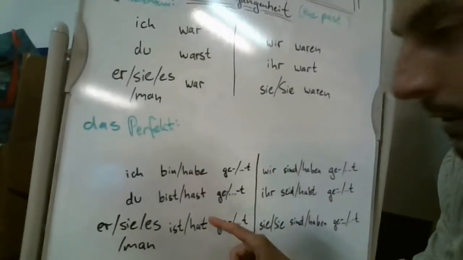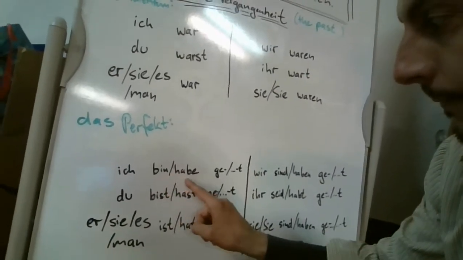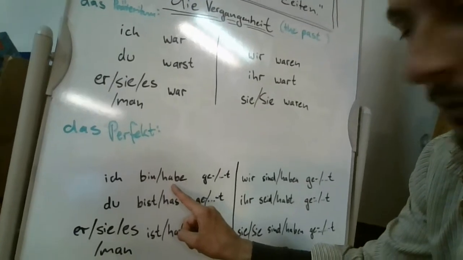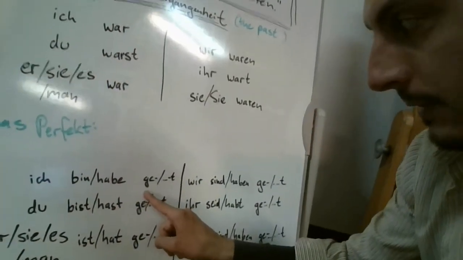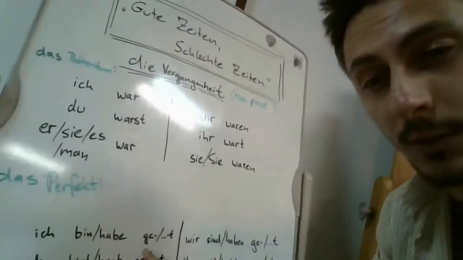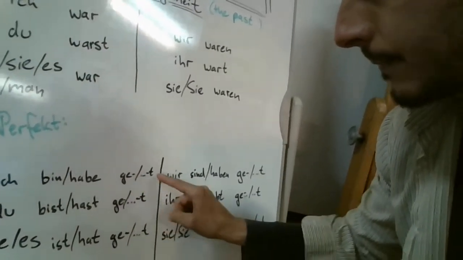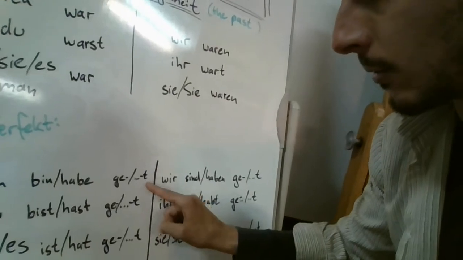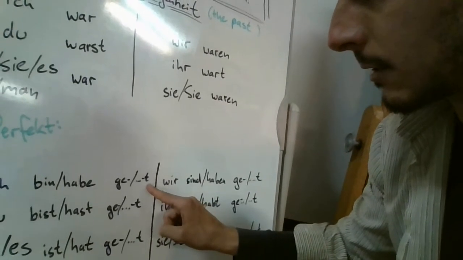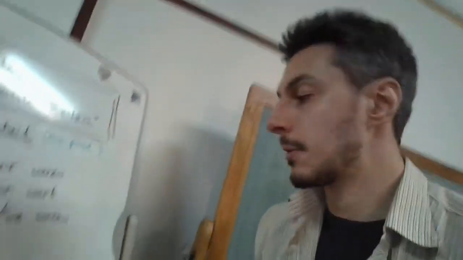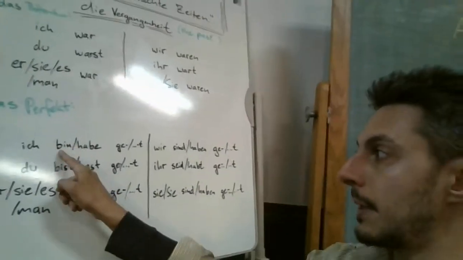Das Perfekt. The way it is structured is you use a helper verb, ein Hilfsverb, which is either to be or to have. Again, that's why these are so important. And then you add the prefix ge, although there are exceptions. You don't always do that, but most commonly your word will start with ge. And often it will also end in a t, like the third person singular or participle.